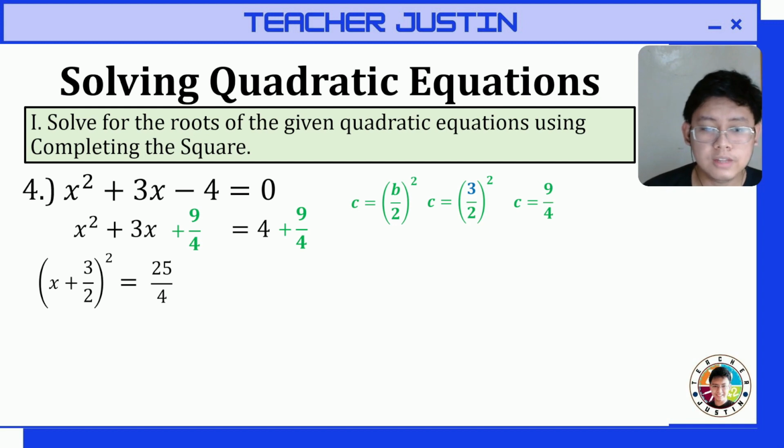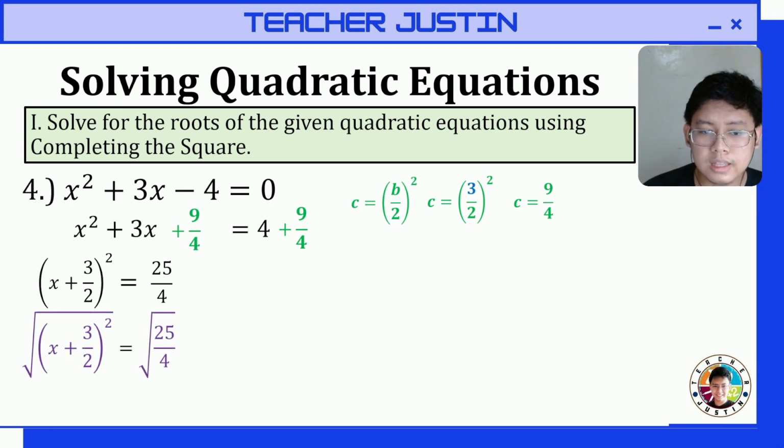Next, let's solve for the value of x using extraction. So, we get the square root of both sides. So, we get the square root of the square quantity of x plus 3 over 2. That will just give us x plus 3 over 2. It is equal to the square root of 25 over 4. So, to get the square root of a fraction, we get the square root of the numerator and the square root of the denominator separately.